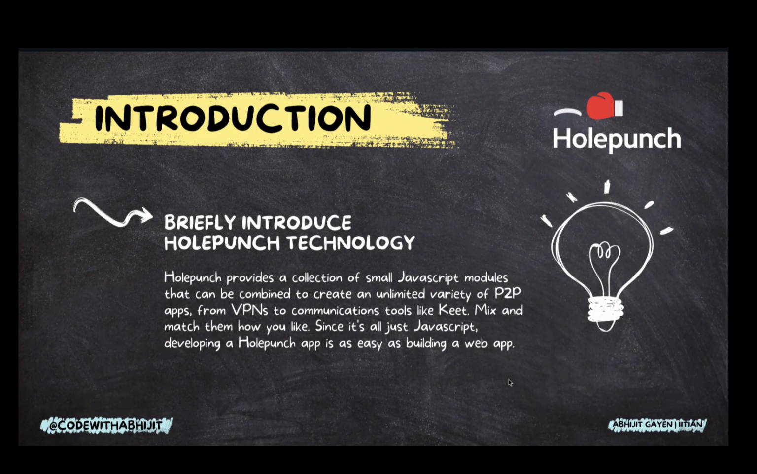What is Holepunch? Holepunch provides a collection of small JavaScript modules that can be combined to create a variety of peer-to-peer applications. It ranges from VPNs to communication tools. So if you are interested in peer-to-peer technology and you do not trust a server to send messages to your friend or to make communication, then at this time Keet is a good option.